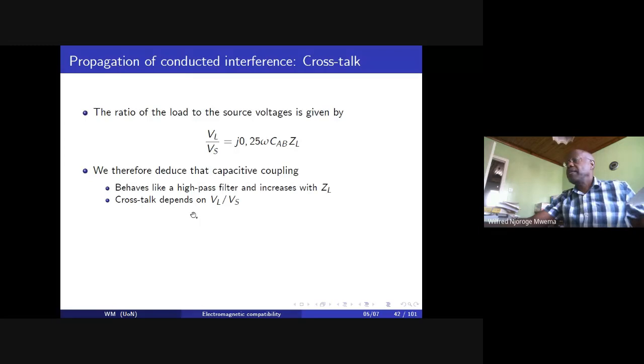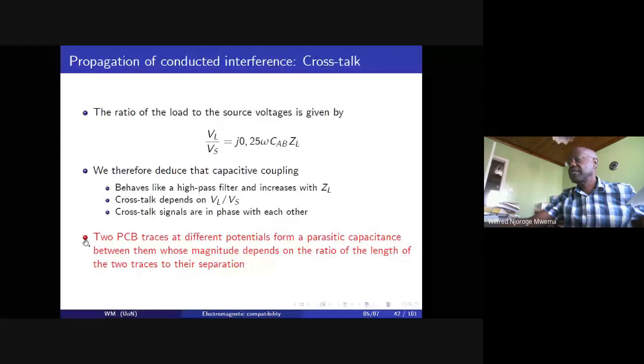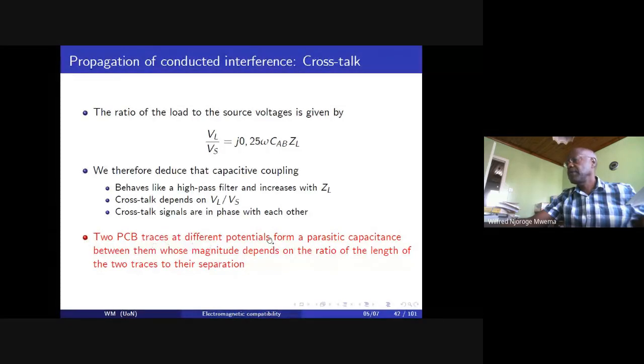The crosstalk will depend on the ratio, the voltage transfer function VL divided by Vs. Crosstalk signals are in phase with each other, and two PCB traces at different potentials will therefore form a parasitic capacitance between them, whose magnitude will depend on the ratio of the length of the two traces to their separation.